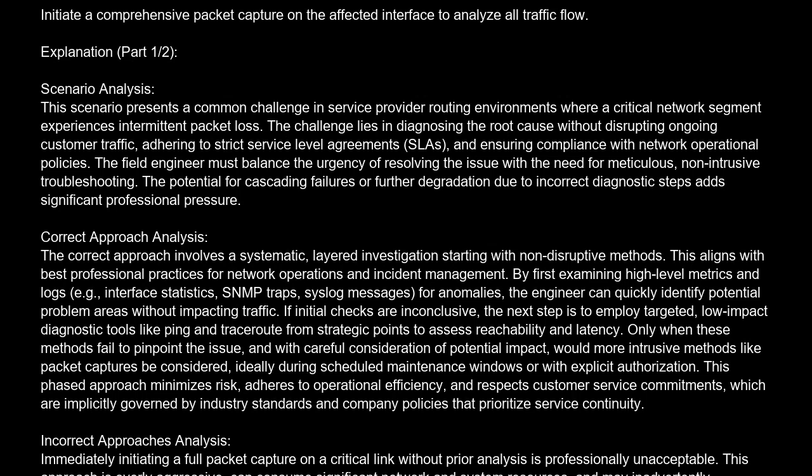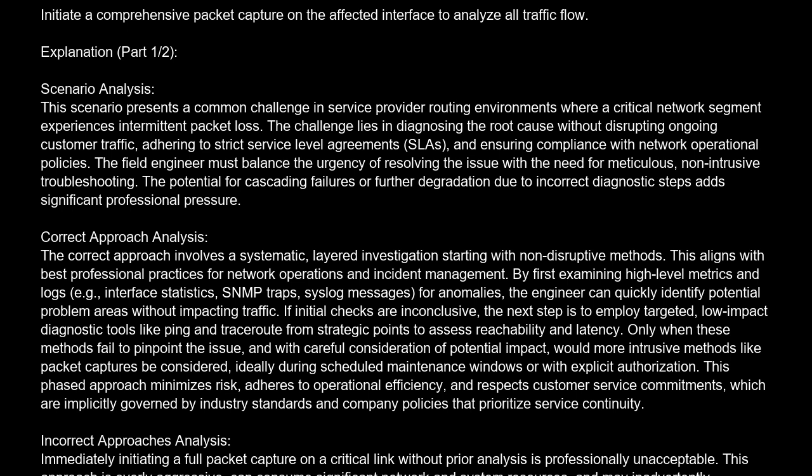Correct answer is D. Initiate a comprehensive packet capture on the affected interface to analyze all traffic flow. Explanation. Scenario analysis. This scenario presents a common challenge in service provider routing environments where a critical network segment experiences intermittent packet loss. The challenge lies in diagnosing the root cause without disrupting ongoing customer traffic, adhering to strict service level agreements, SLAs, and ensuring compliance with network operational policies.